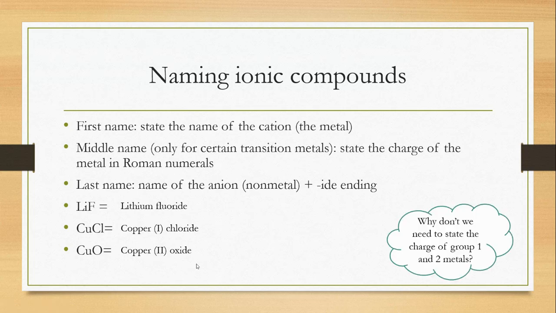Then I have this side question here, because I imagine if there's students in front of me, they would be like, wait, but why don't we need to state the charge of group 1 and 2 metals? And again, that's just because group 1 and 2 metals will always have a +1 charge and a +2 charge respectively.